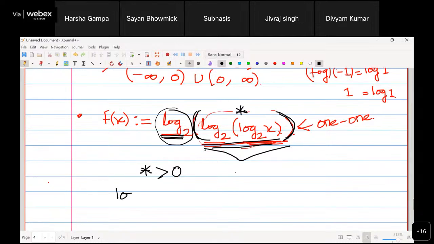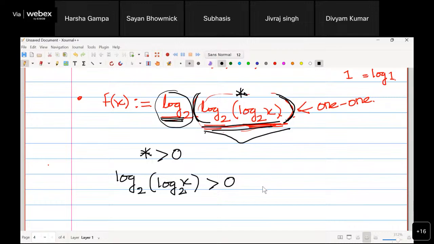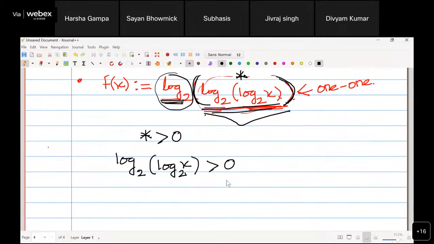That means log base 2 of x is greater than 0. Now it's easy, right? When this is greater than 0, first you take 2 to the power of both sides, the antilog. If you take 2 to the power of this, what will you get?